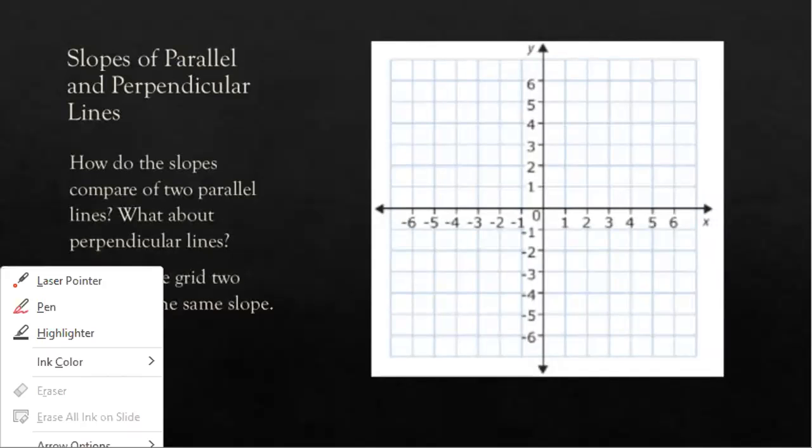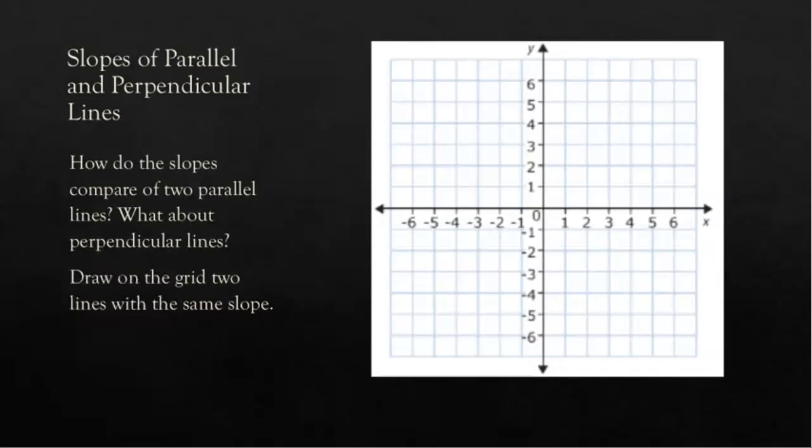So first, we're going to draw on this grid two lines with the same slope. So I'm just going to pick a point here, and I'm going to make this slope 3/1. So my rise will be 3 and my run will be 1. And I'm going to get another point by going down 3 and backwards 1.